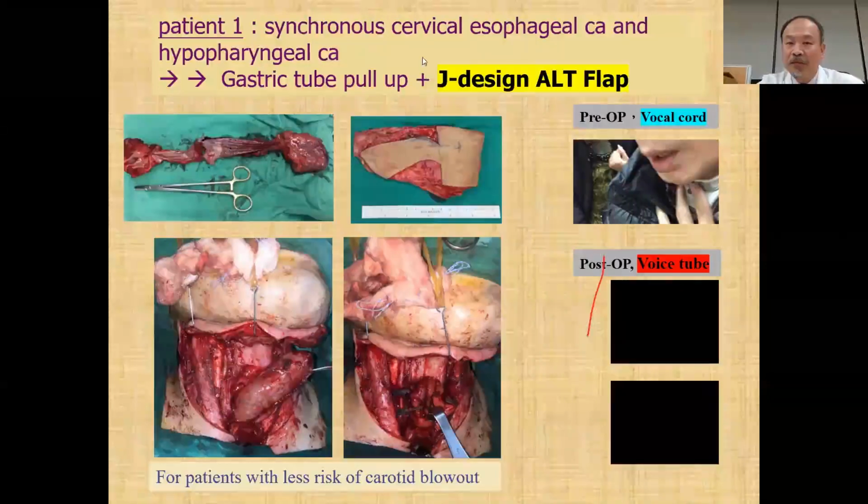And some patients, they have synchronous cervical esophageal cancer and the hypopharyngeal cancer. Then we need to do the gastric pull up. And then we can combine with the J-design flap to restore the voice function, speech function. Here is the gastric tube pull up, and then we can repair the posterior esophageal wall to the hypopharynx area, and then become like a patch defect. Then we can use the flap to restore, reconstruct the esophagus, and then also use the voice tube to reconstruct the speech function. And this is before operation, the patient's speech with vocal cord.